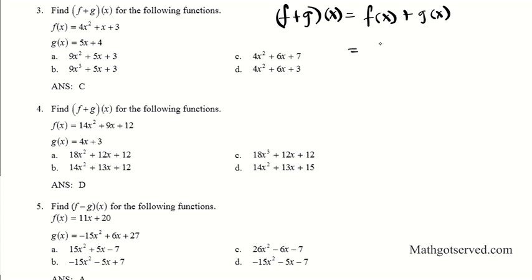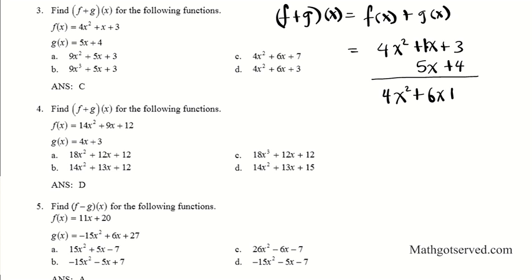So f of x is 4x squared plus x plus 3. And then I'll just line up g of x right under there, making sure that terms with like degrees are in the same column. Okay, so we line it up like that, and I'll just add downwards. So if I add downwards, I'll have 4x squared plus this. There's a 1 here, right? So 1 plus 5 is 6, so 6x plus 7. So our answer is option C.